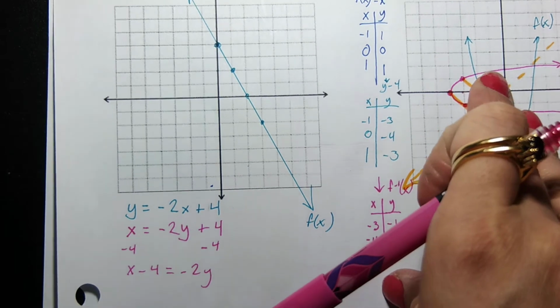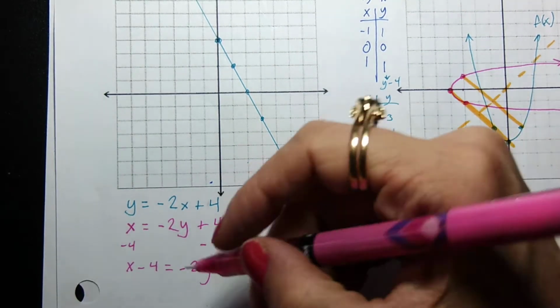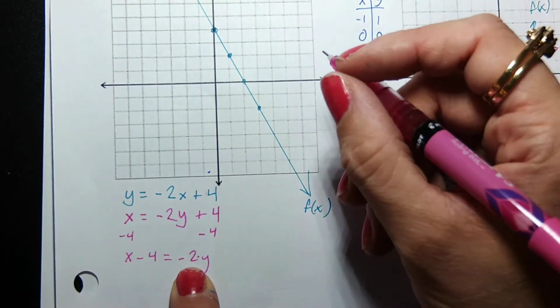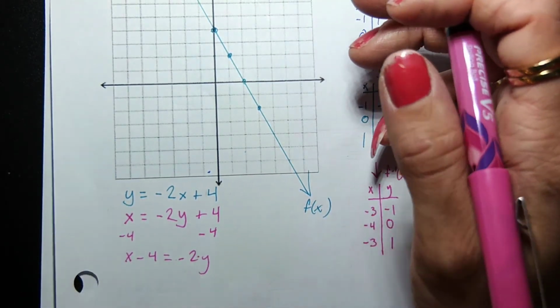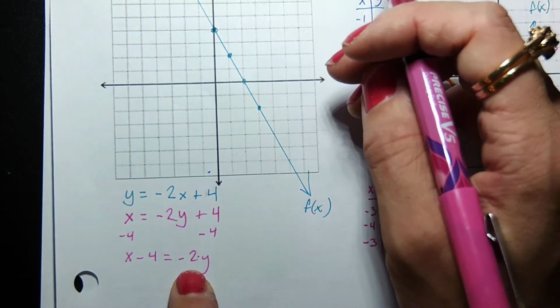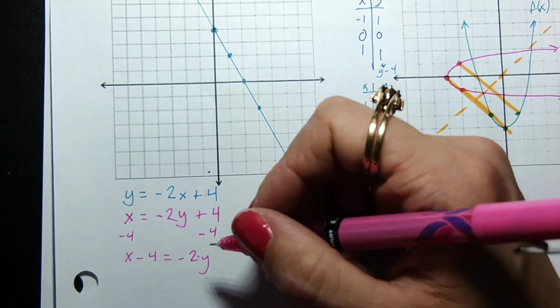Upon talking to third block about their homework quizzes, one of the common mistakes was either not doing anything with the coefficient in front of the y or doing the wrong thing with it. How do I get rid of that negative 2? Can I add it? It is negative, so that is the opposite sign.